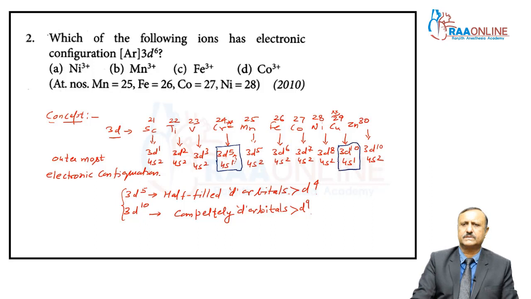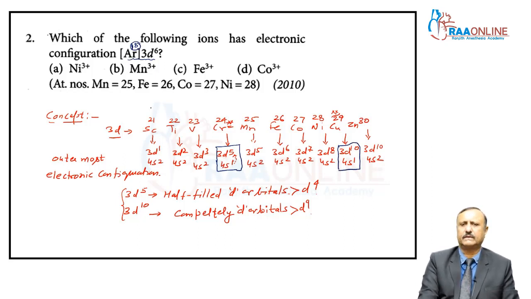Now, here my dear students, the question is: which of the following ions has the electronic configuration Ar 3d6? Ar is the noble gas with 18 electrons, that is why it is the noble gas electronic configuration inside. So, you can write argon in place of this 18. So, you can see here 3d6 is the outermost electronic configuration. Which ions have 3d6?